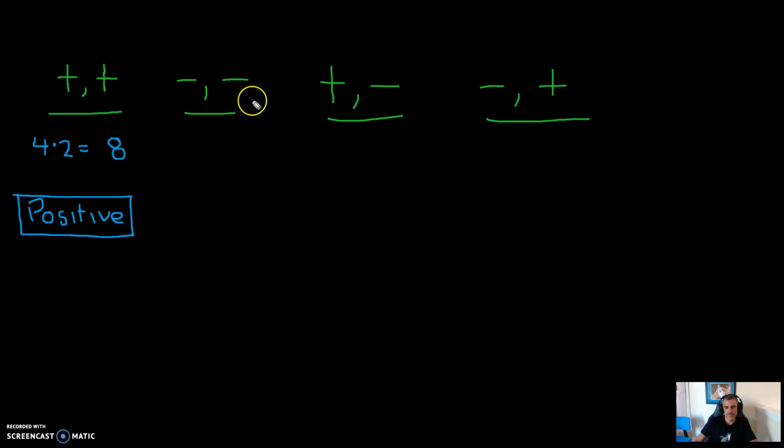All right, negative times a negative. So this time I have a negative 4 times negative 2. If we have a negative times a negative, the reason I have parentheses here is because we don't like to have an operator right next to another symbol. So we just put parentheses there to clean things up a little bit. Negative 4 times negative 2, this is also positive.